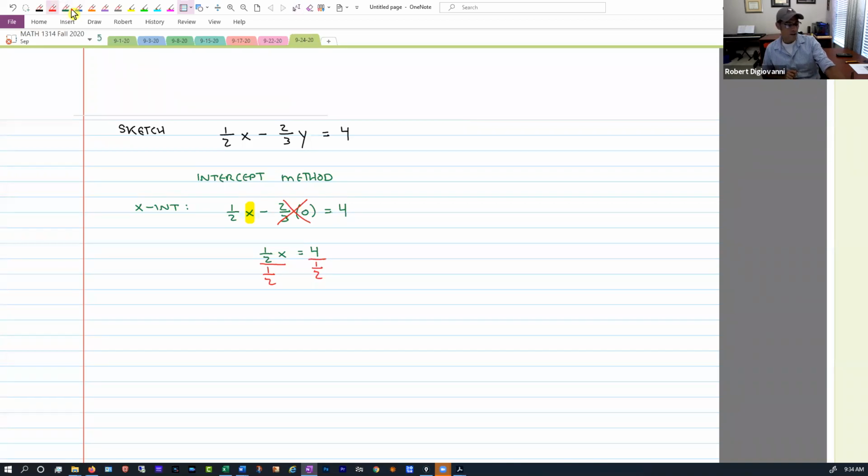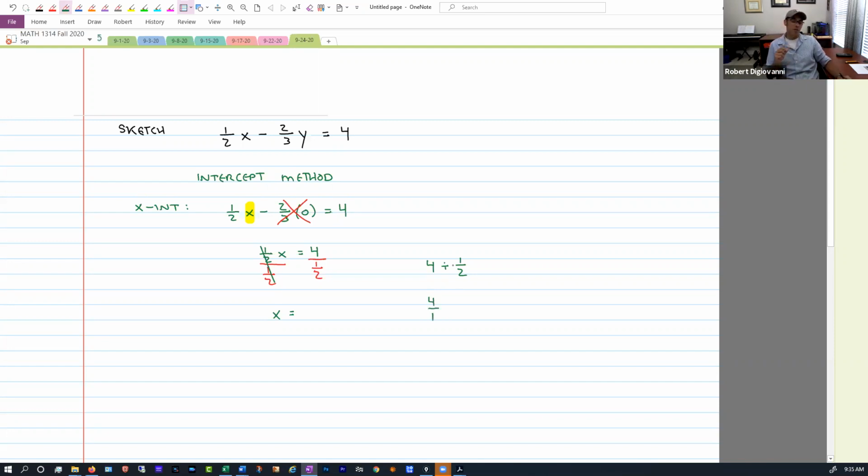On the left-hand side, the halves just go away and you have the x. But on the right-hand side, this is where things can be a little bit confusing, so I want to make sure I clarify this. We're taking 4 and dividing it by 1/2. This is where you have to go back and remember how we do division with fractions. You have to rewrite the 4 as 4/1.